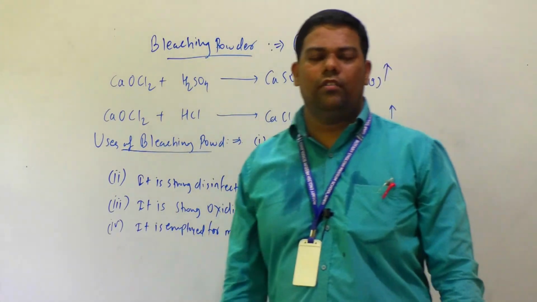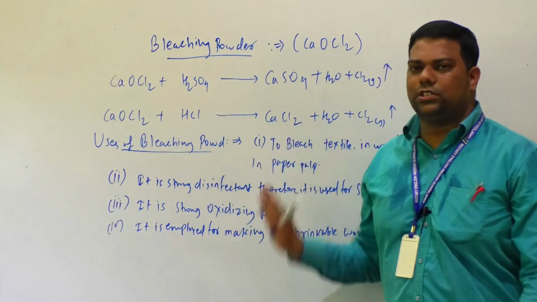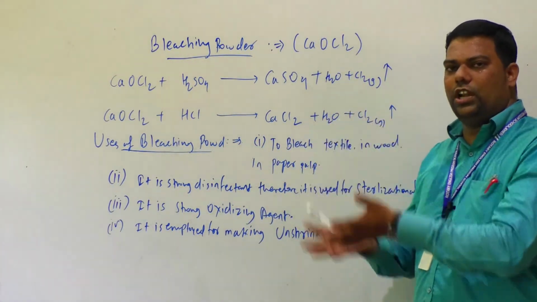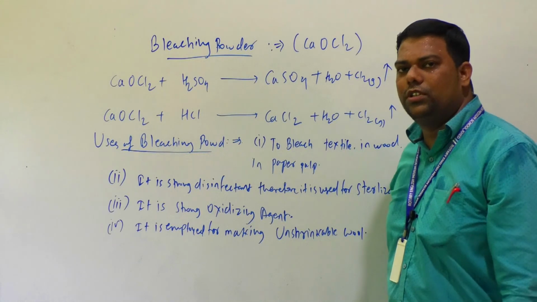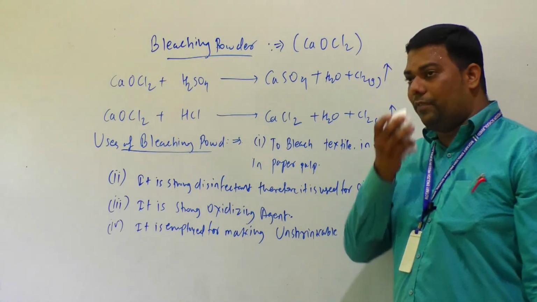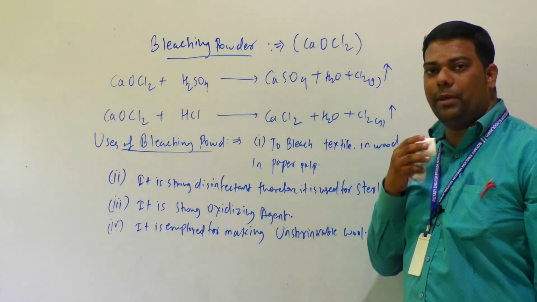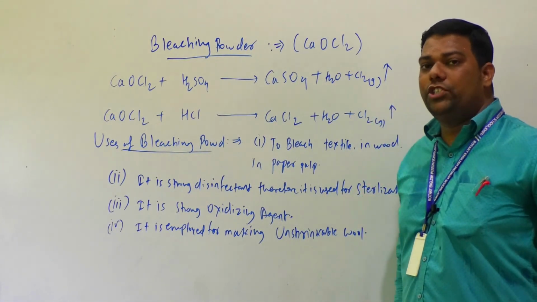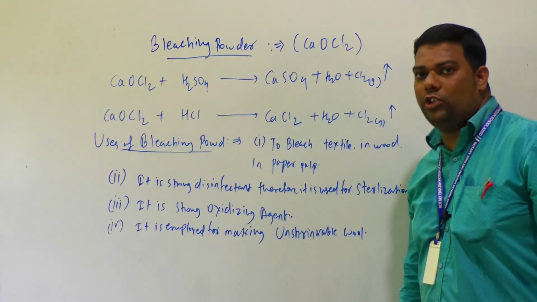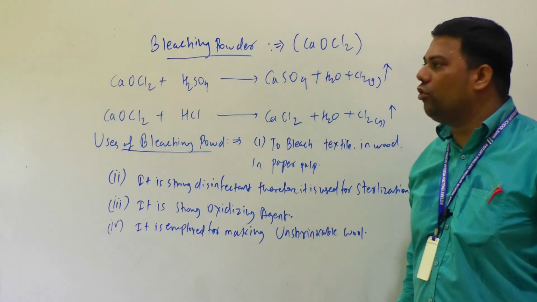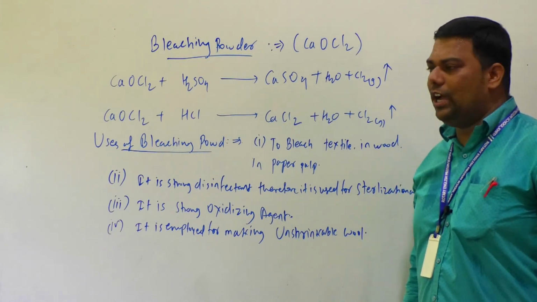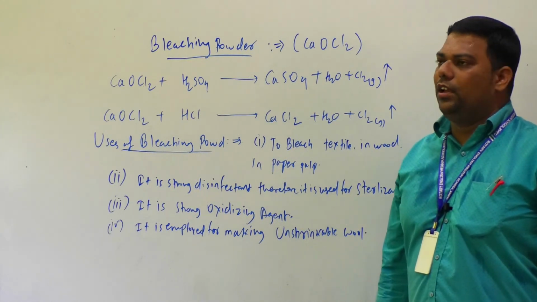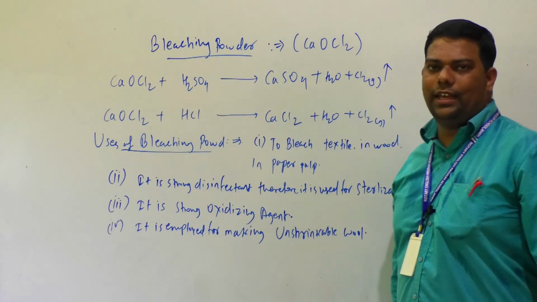So whatever we discussed in this lecture, how NaCl we can use as a raw material for a variety of chemicals, and next, bleaching powder, which we can also call calcium oxychloride. I hope you understood all these things. Thank you. Take care and stay safe.